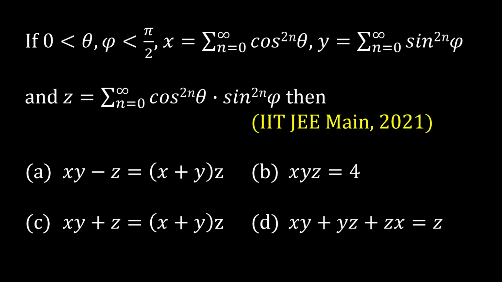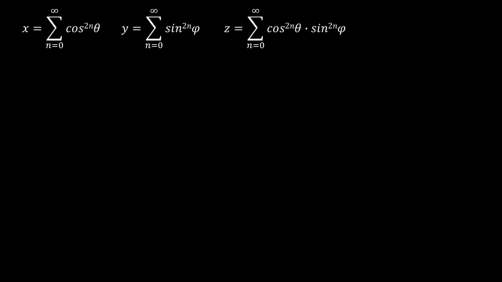options. And this question is from IIT JEE Mains 2021. Now let's solve this question. We have x, y and z.